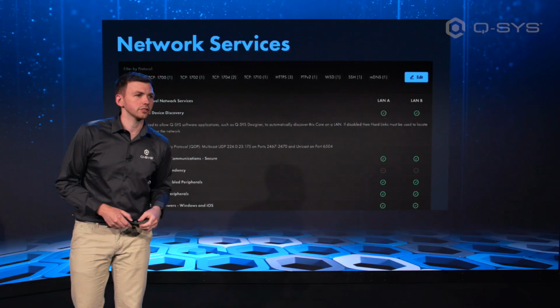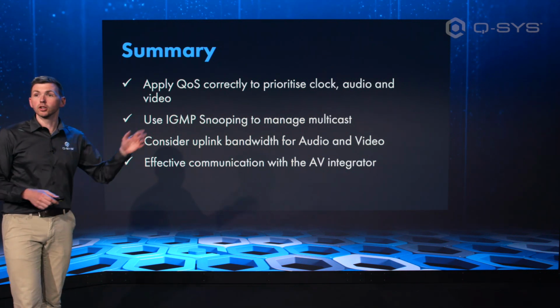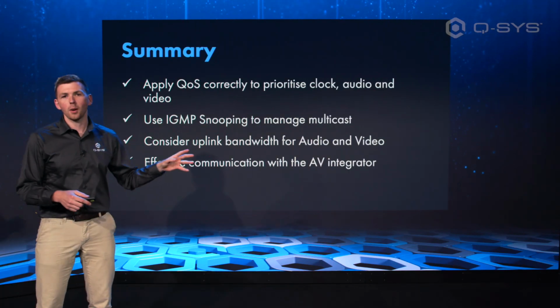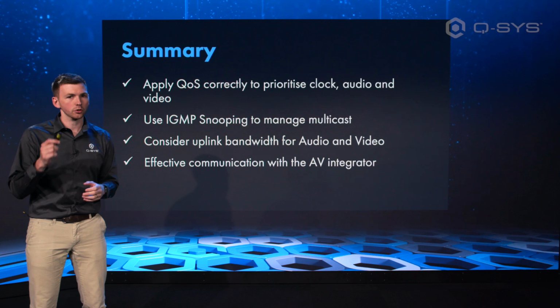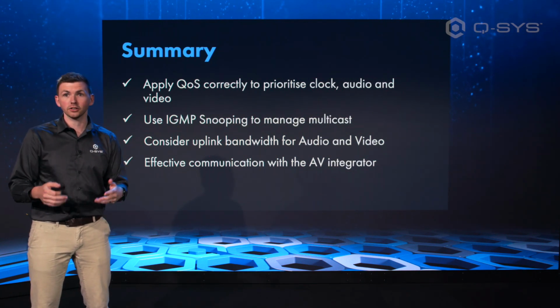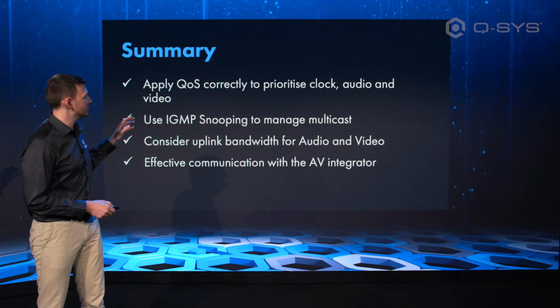Okay, now what we're going to do is just have a quick summary of everything that we've learned so far. So firstly, going back to the section on prioritization, remember to apply quality of service correctly, you want to be prioritizing clock, audio, and video to guarantee the delivery on the network. Remember to use IGMP snooping to manage your multicast. Make sure you're not flooding devices and make sure you're not blocking devices that need multicast from getting it. When we talk about bandwidth, really do consider your uplink bandwidth for audio and for video, particularly for video.